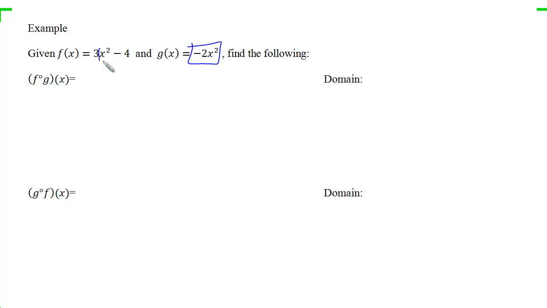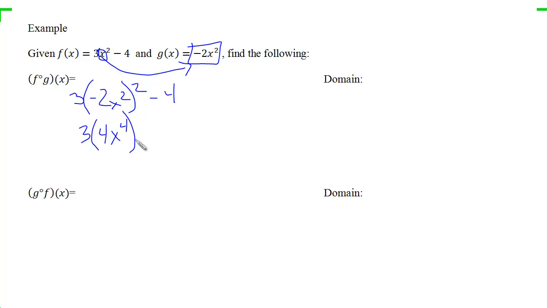So now wherever you see x in f of x, I'm going to replace it with the function g of x. So I have 3 times, and in parentheses, I'm going to substitute the function g of x, minus 4. Now a couple things I need to do here. This is in parentheses and then squared, so I do need to square this. So I have 3 times negative 2 squared is 4, and x squared is x to the 4th, minus 4. This thing gets multiplied by 3. So I get 12x to the 4th minus 4.